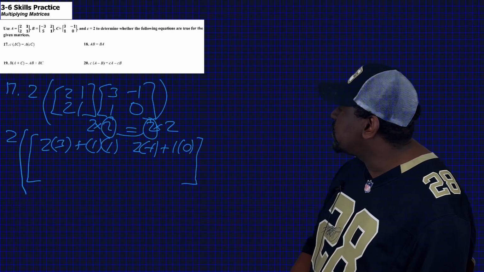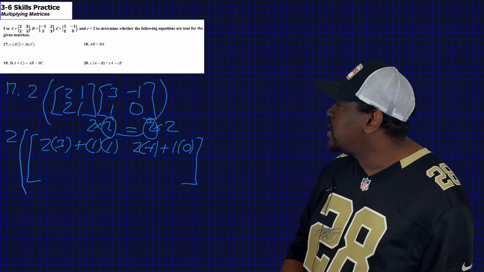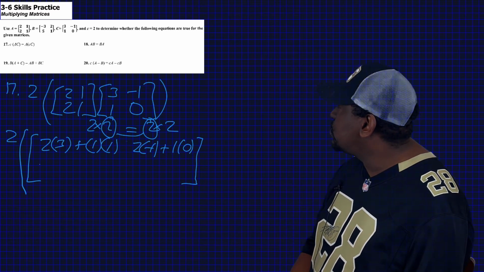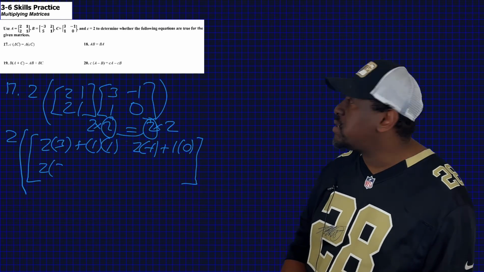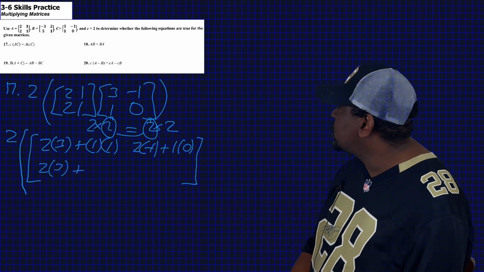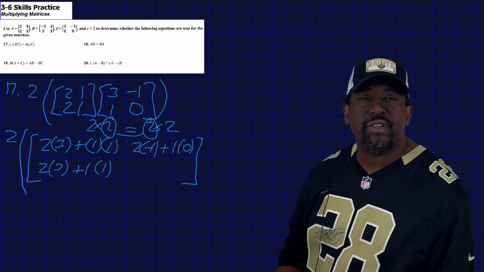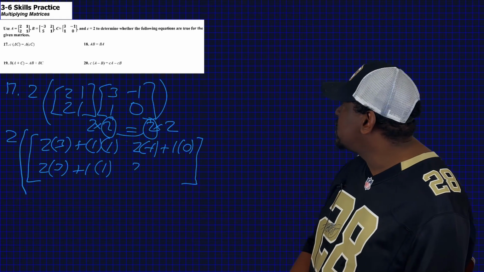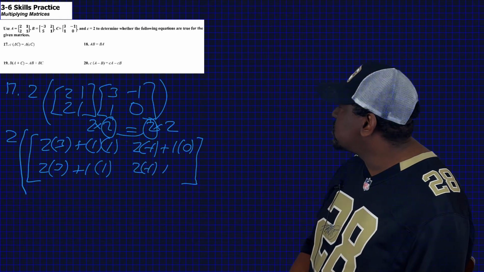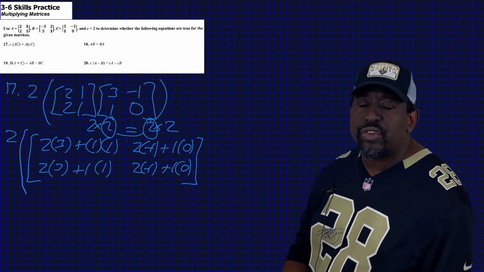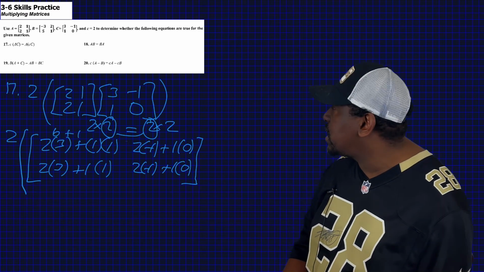And so that will give us our first row complete. Now we'll do the second row, first column. That'll be 2 times 3 plus 1 times 1. And then we take the second row, second column, and that will be 2 times -1 plus 1 times 0. So now we will get those products and add the sums together.